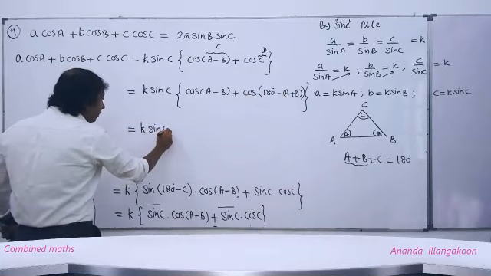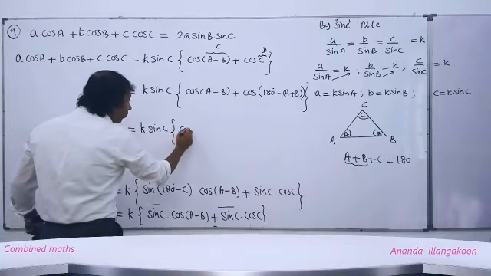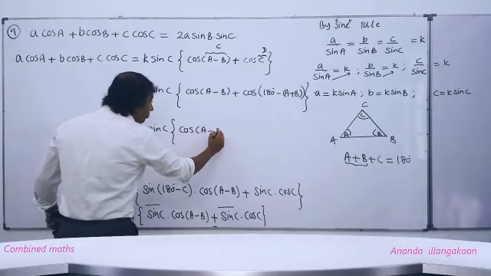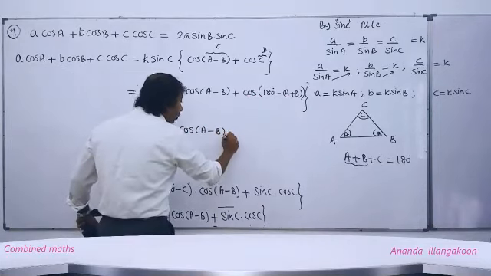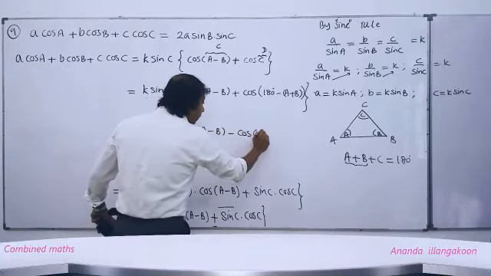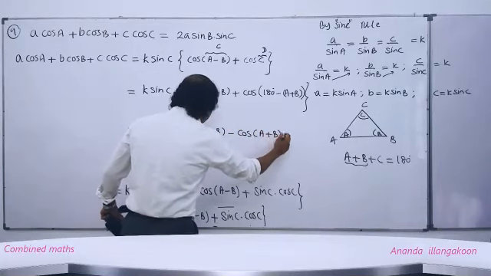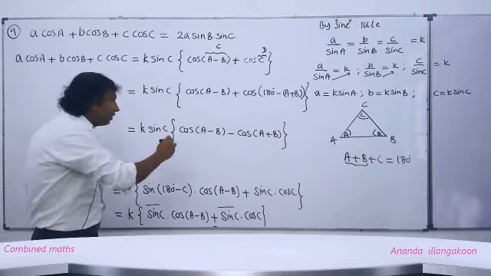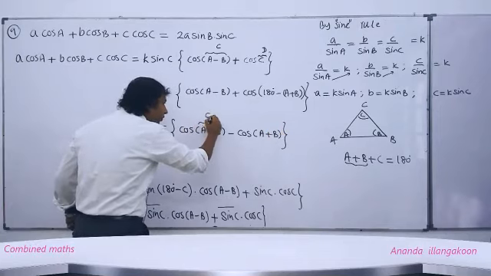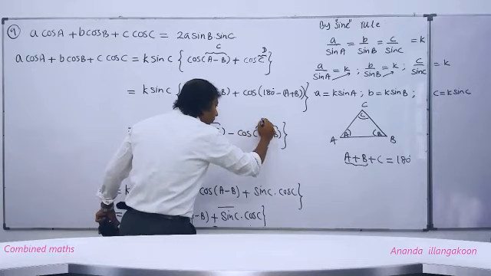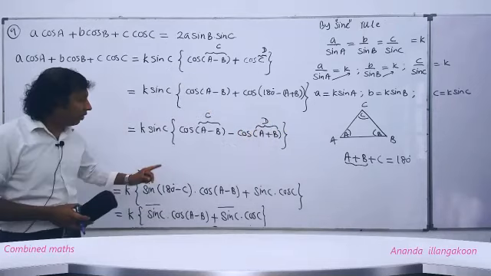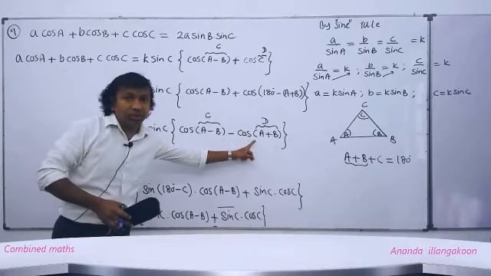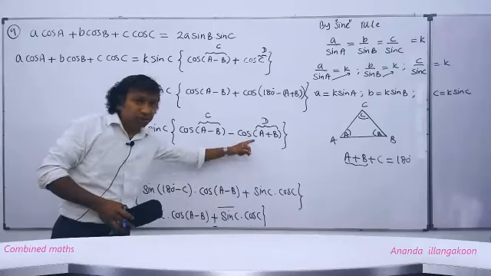K sin C (cos(A minus B) minus cos(A plus B)). Now take this as your angle C and this as angle D. Understand? Now apply the cos C minus cos D formula here.